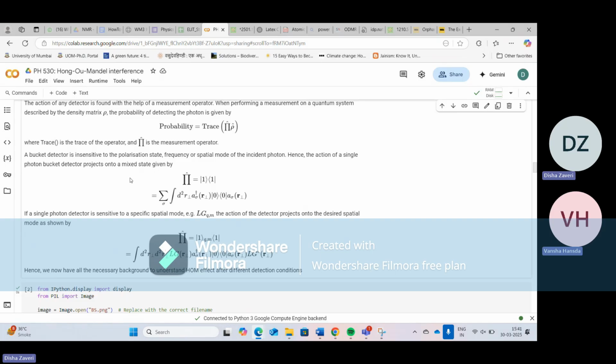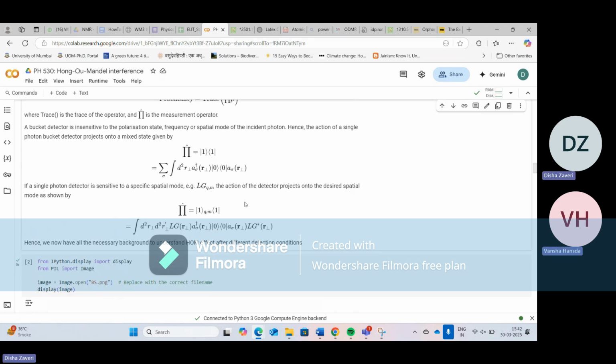Firstly, there's a bucket detector. So a bucket detector is insensitive to all the degrees of freedom. It basically only measures whether there is an incident photon present or not. Hence, it can be given as a summation over all polarization and integration over all the r perpendicular, d square r perpendicular, and essentially it can be given by this state.